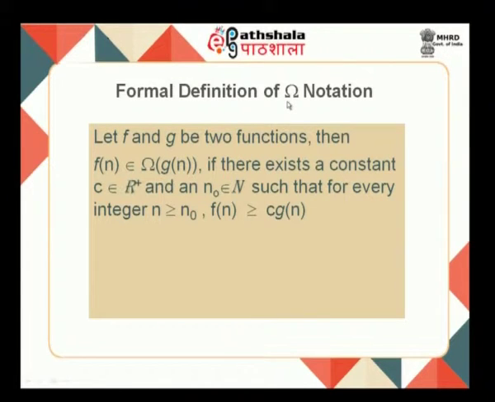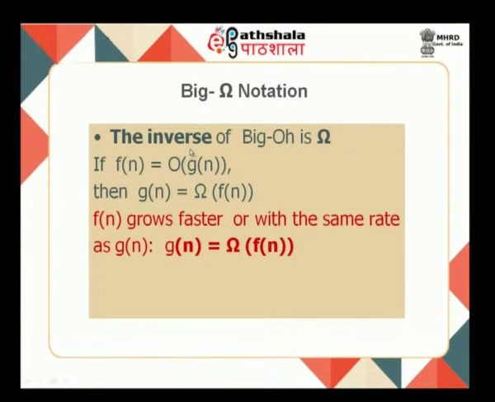Fine. Now, I can extend this definition to other notations as well. This is going to be the omega notation. You can see very well this is the inverse of the big O notation, where you can say that f of n is going to be greater than or equal to c into g of n. This is what I said, the inverse of big O is omega, that is, if f of n is big O of g of n, then we can say that g of n is going to be omega of f of n.